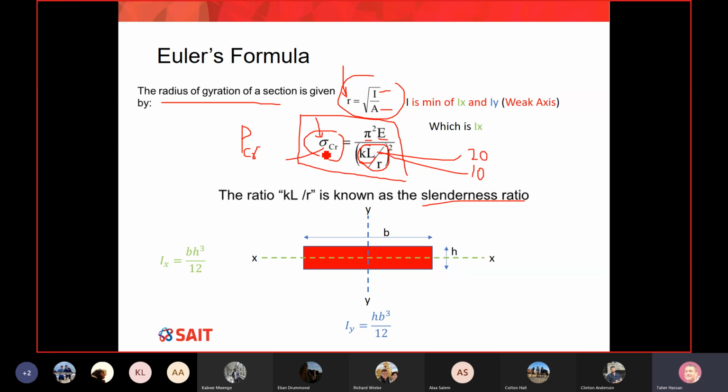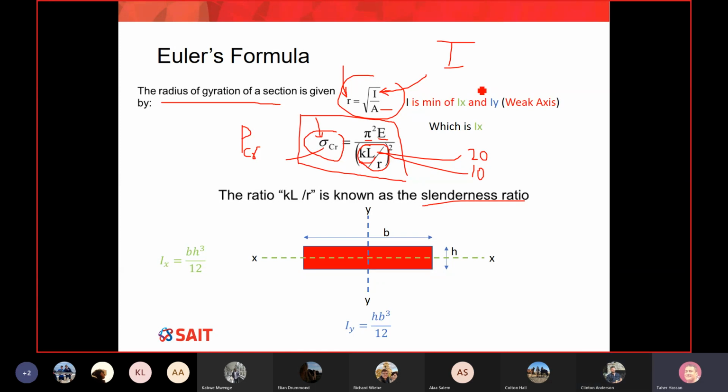Now, before we go to our last slide, for the value of R, I said here R equals the square root of I over A. I have a question for you, okay? The I is the moment of inertia. You think for a given section, for the I, will you have one number, or will you have more than one number? Like this I here, moment of inertia. Do we have only one number for one section, or do we have more than one number? More than one.